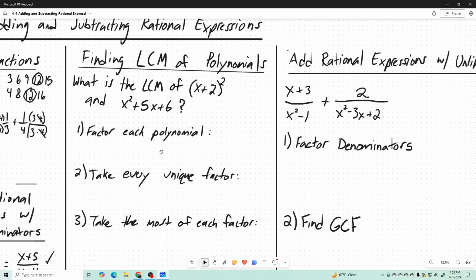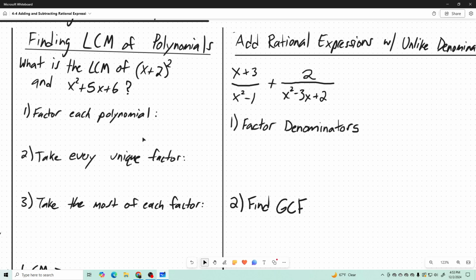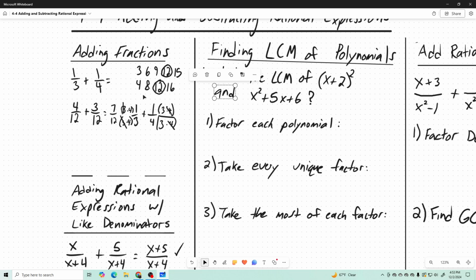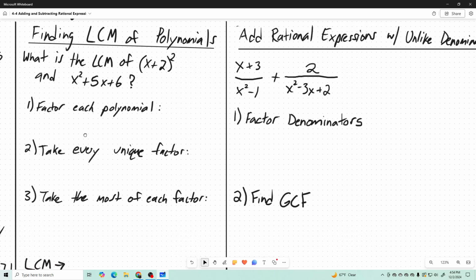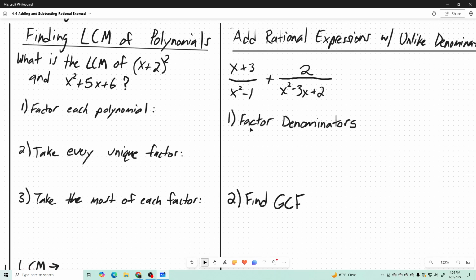All right, so now let's get into something a little bit more complicated, finding the LCM of polynomials. This is very important because, like we did when we had fractions, we have to find the least common multiple so that we can figure out what we have to multiply by in order to create fractions that have the same denominators, right? The question is asking, what is the LCM of x plus 2 squared and x squared plus 5x plus 6? The first thing we're going to have to do is factor each of the polynomials so that we know what the individual pieces are.